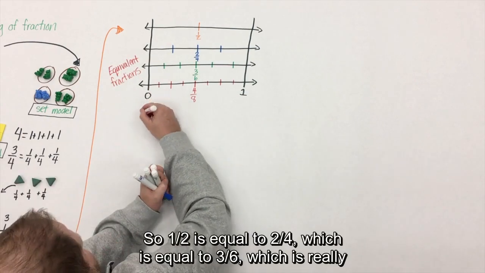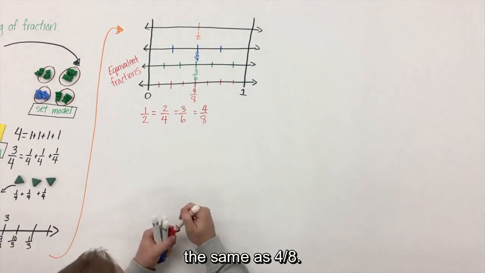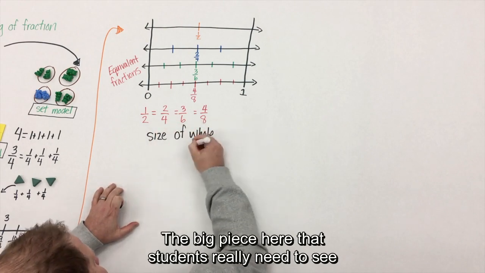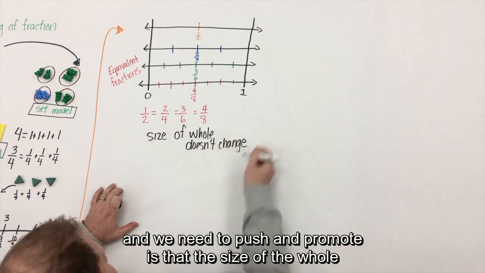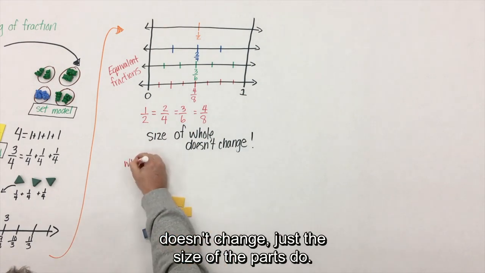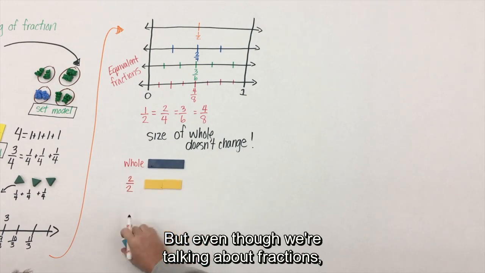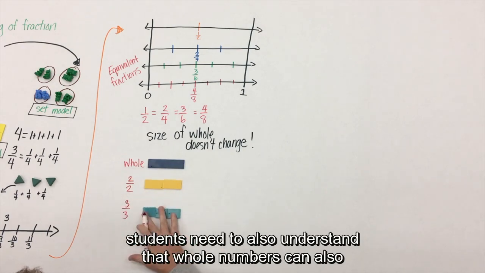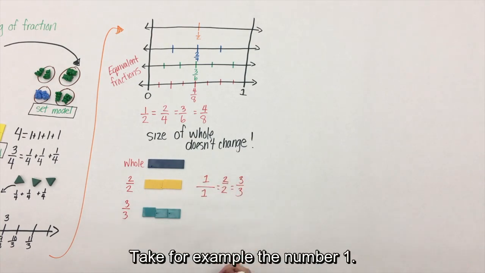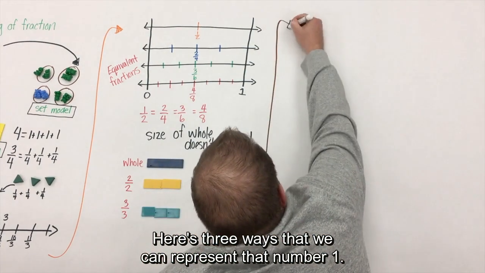Here students are beginning to explore the idea of equivalent fractions. So 1/2 is equal to 2/4, which is equal to 3/6, which is really the same as 4/8. The big piece here that students really need to see and we need to push and promote is that the size of the whole doesn't change, just the size of the parts do. But even though we're talking about fractions, students need to also understand that whole numbers can also be written as fractions. Take for example the number 1. Here's 3 ways that we can represent that number 1.